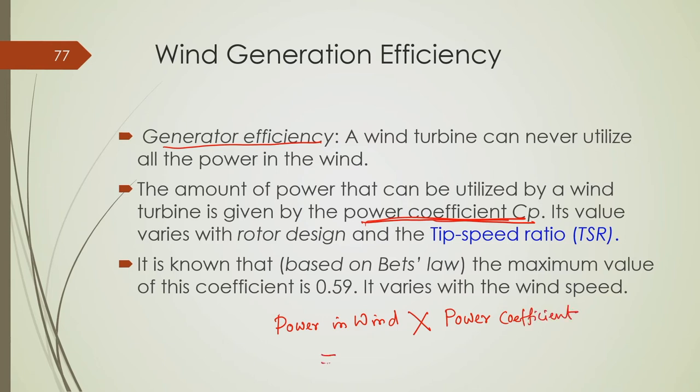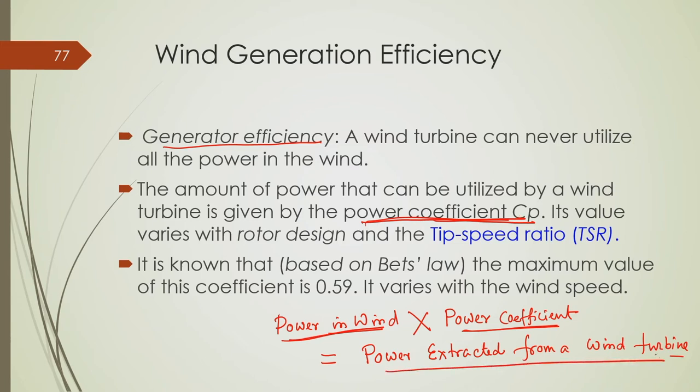then whatever you get will be the power extracted from a wind turbine. Okay. So, power available in the wind needs to be multiplied with this power coefficient Cp in order to get how much power we can extract from a typical wind turbine.